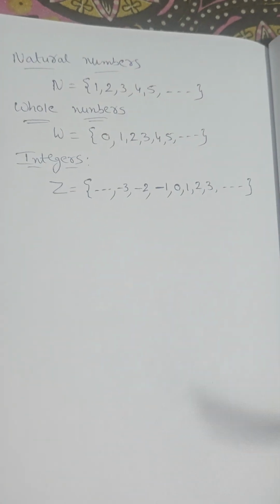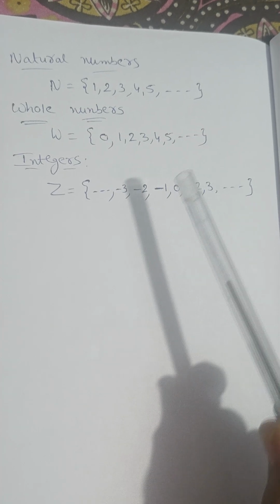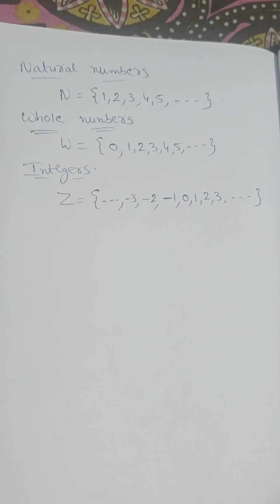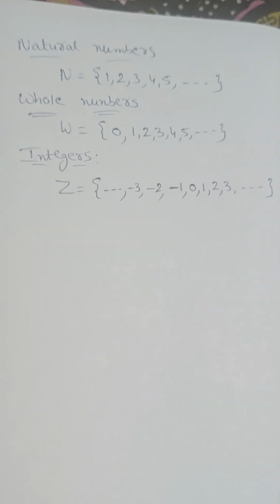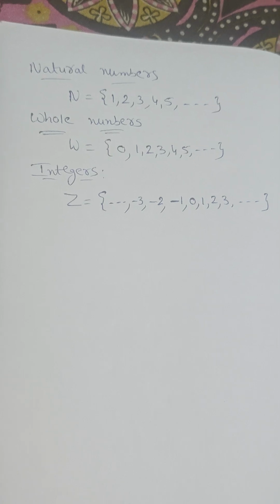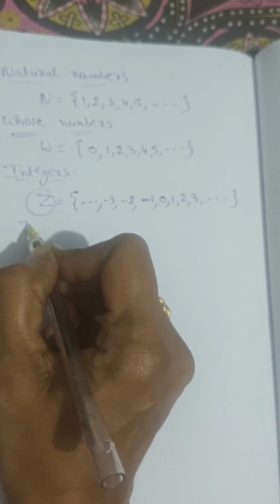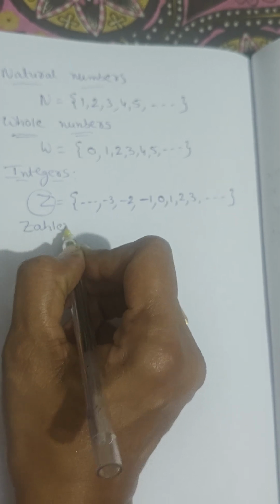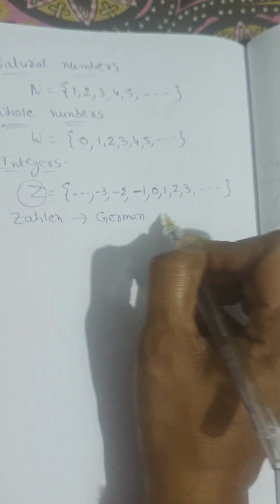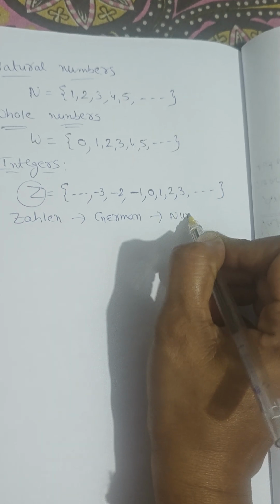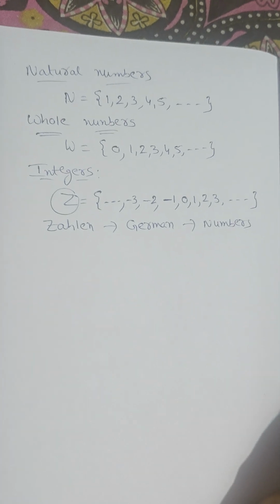So what are integers here? All the whole numbers we have to take. Along with all the whole numbers, we have to take negatives of natural numbers. Okay. So integers are denoted by Z. Why are integers denoted by Z? Here Z means Zahlen. It is the German word which means numbers. Okay. That's why integers are denoted by Z.